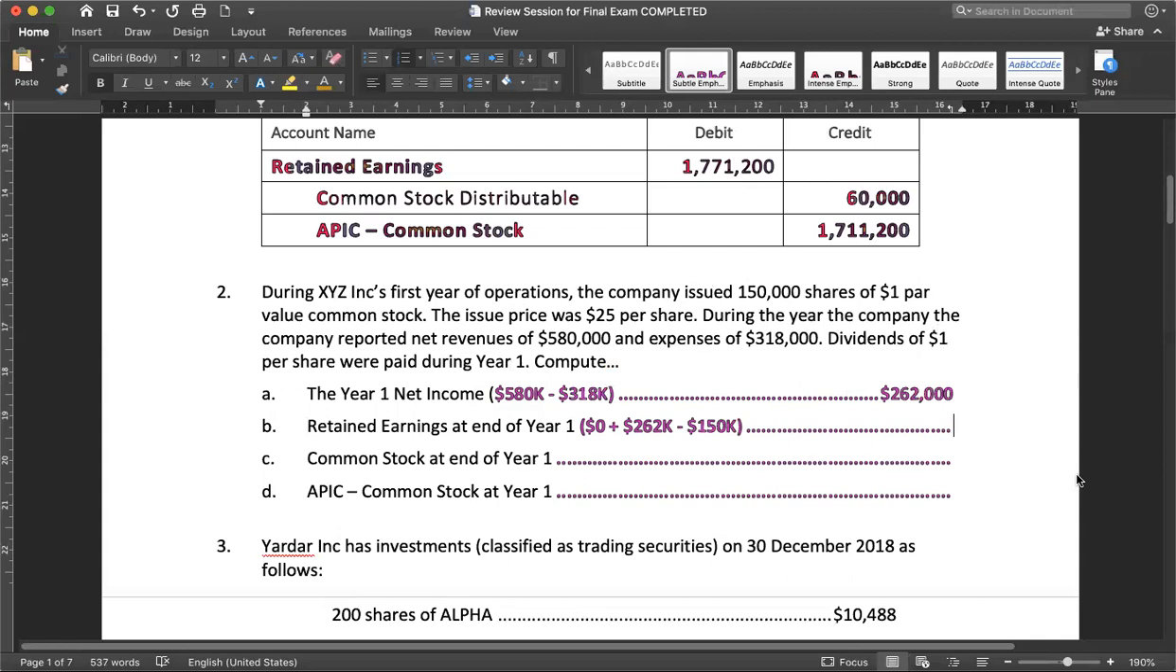And that means then that at the end of year one, the retained earnings account will have $112,000. So I'm just going to repeat this. We take the beginning balance, which in this case was zero. We add the net income, $262,000. We calculated that in part A. And then we're going to subtract away the dividends, and we can compute the dividends because we know that there were 150,000 shares that were issued, and those shares each received a dividend of $1.